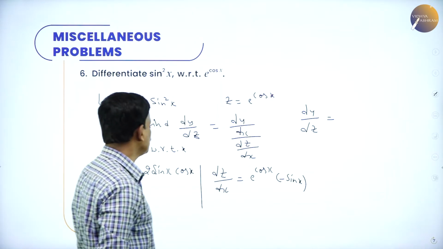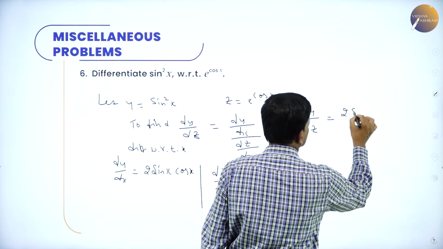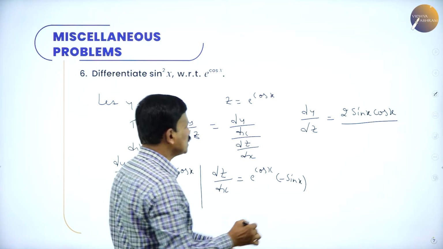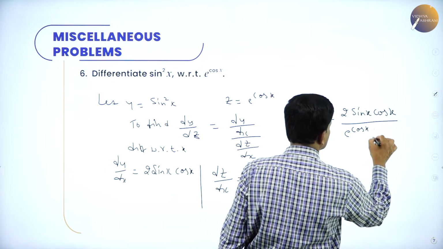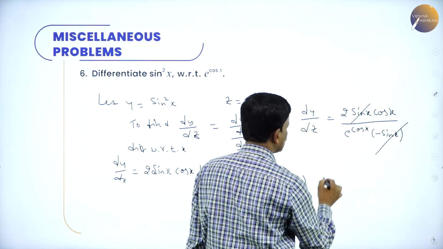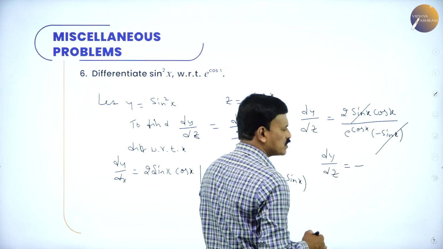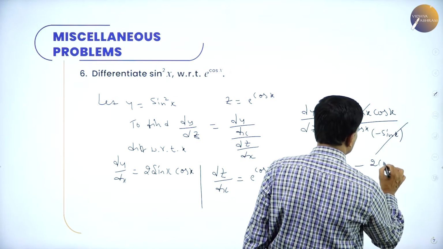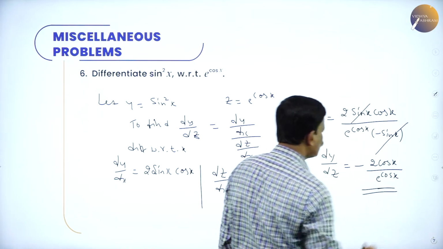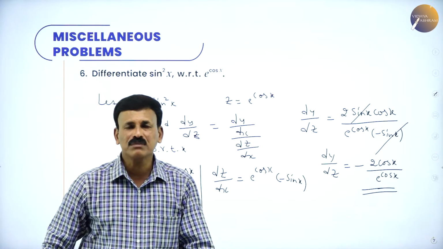Now therefore dy by dz is equal to dy by dx, which is 2 sin x cos x, divided by dz by dx, which is e to the power of cos x into minus sin x. So cancel the term, one sin x and sin x get cancelled. Therefore dy by dz is equal to, just transfer this minus here. What is left in the numerator is 2 cos x divided by, in the denominator, e to the power of cos x. This is the required answer. So this is nothing but the same step we are going to use in parametric differentiation also.